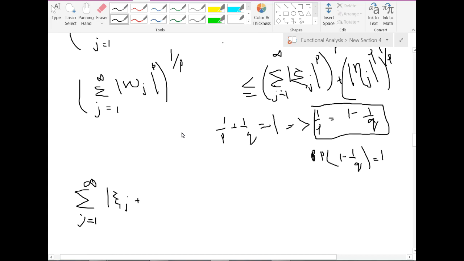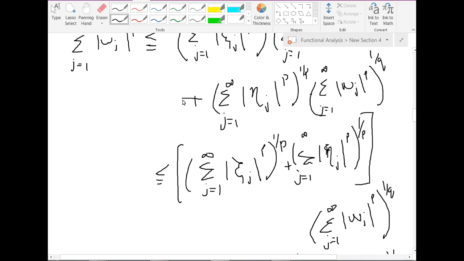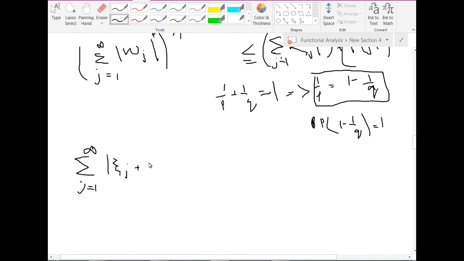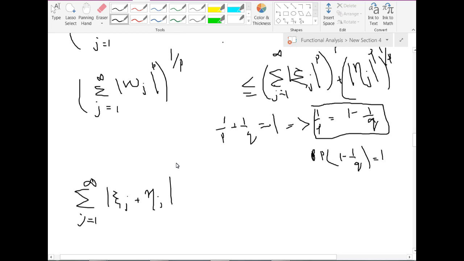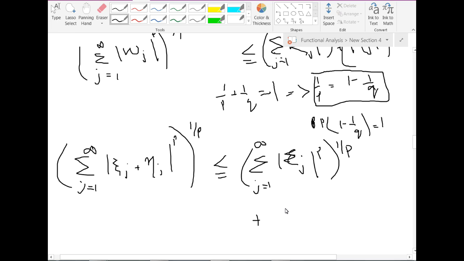Now since omega j is said to be equal to xi j plus eta j, therefore put its value back. Absolute value of xi j plus eta j whole power is p, and the power of this whole term is 1 divided by p, and this is less than or equal to the right hand side, which will be unchanged, and this gives you the required Minkowski inequality. Hopefully you have completely understood this lecture. This was a very important lecture. Thanks for watching.